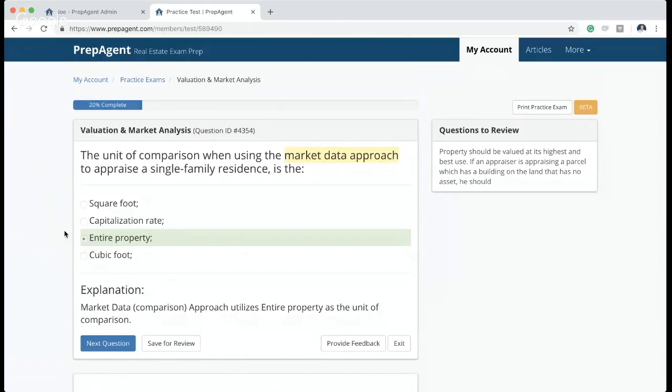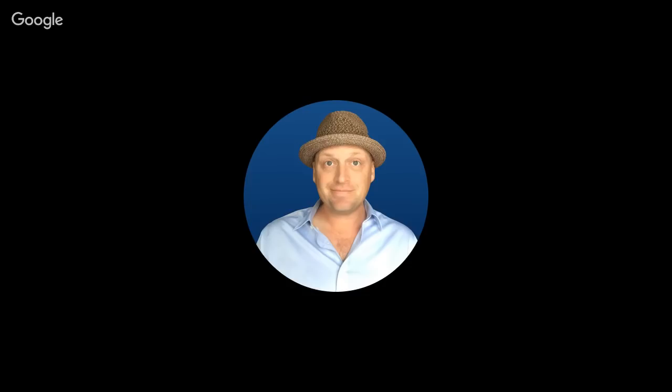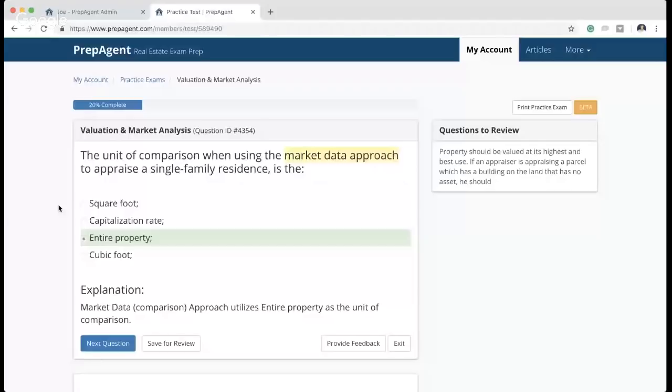Okay, Lori says cost, income, and market. Great job. So you've got the cost replacement approach, the capitalization income approach, and the market data approach. Gross rent multiplier is kind of similar to the income approach. It's just a simplified version of it. But the big ones are cost replacement approach, capitalization income approach, and market data approach.